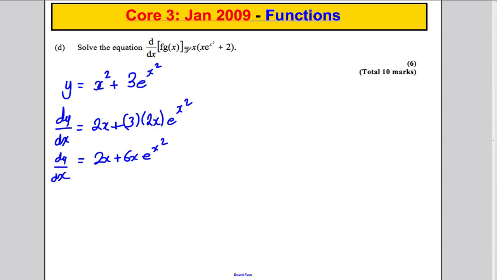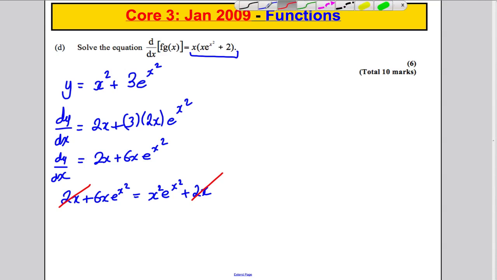We're asked to solve when dy by dx is equal to this. So we're going to solve 2x plus 6x e to the x squared is equal to this thing. I'm going to expand the brackets. I'm going to say that's x squared e to the x squared plus 2x. I can subtract 2x from both sides, and I can also subtract 6x e to the x squared from both sides.